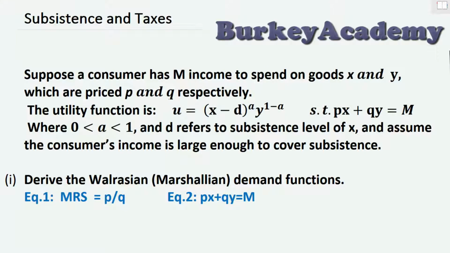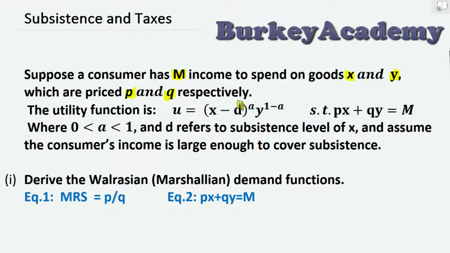In this video, we're going to do a little bit of an interesting example where we're going to take the standard Cobb-Douglas utility function and we're going to add a subsistence level that you need of one good, otherwise you won't survive. And so the way to build that in, we're going to assume that the consumer has income M, goods X and Y, the price of good X is P, we're going to call the price of good Y Q.